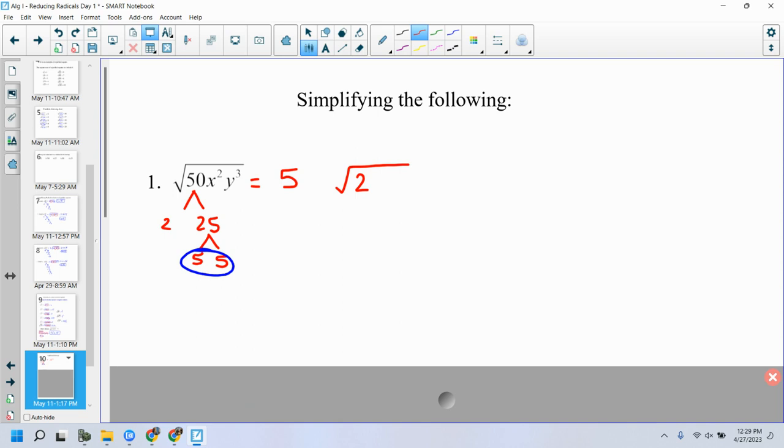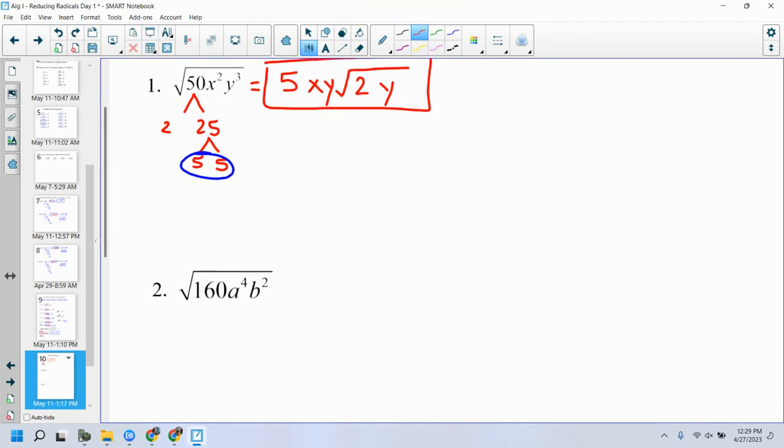Now, what's coming out for my x's? Just an x. And then a y, still just a y, and then what? A y inside because it was odd. 5xy radical 2y. That is what's called simplified as a radical.